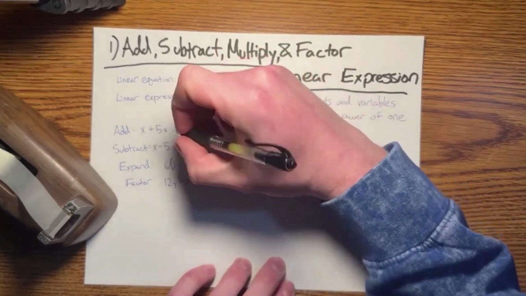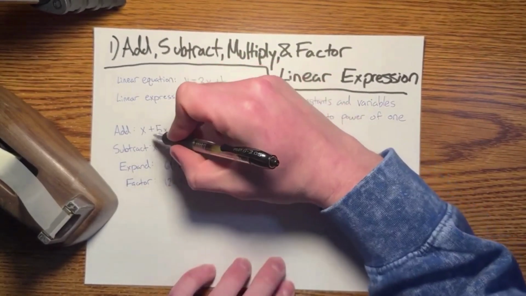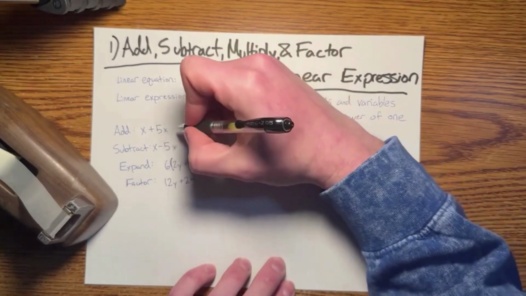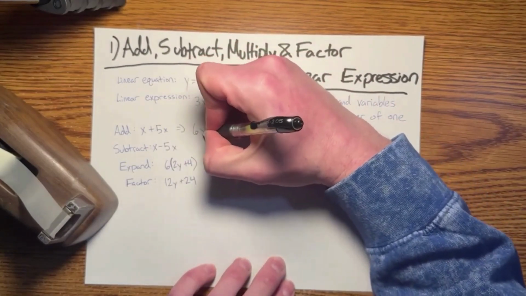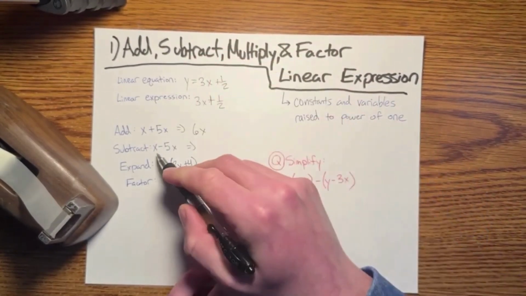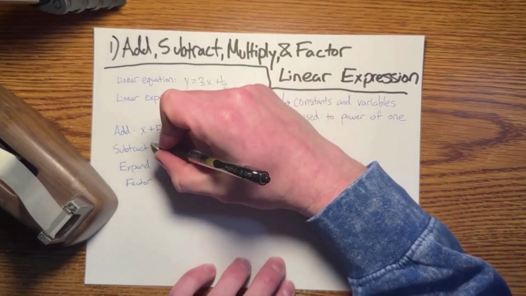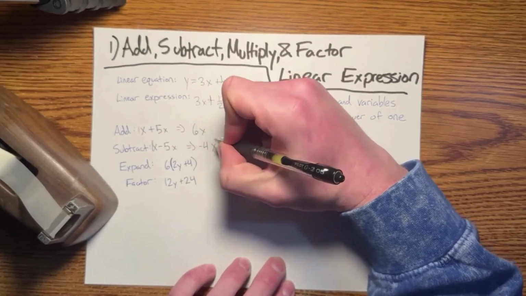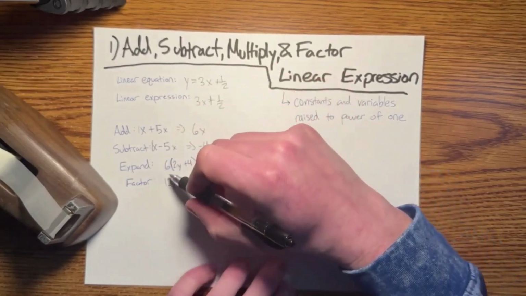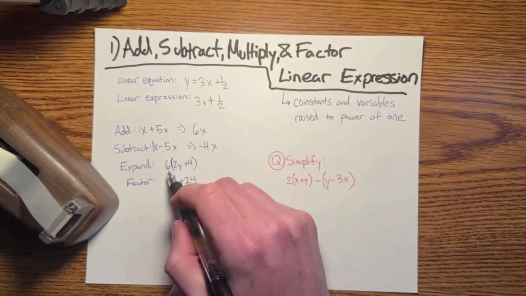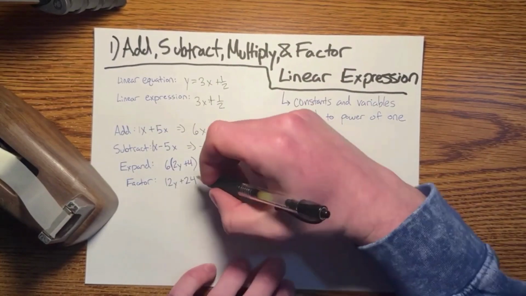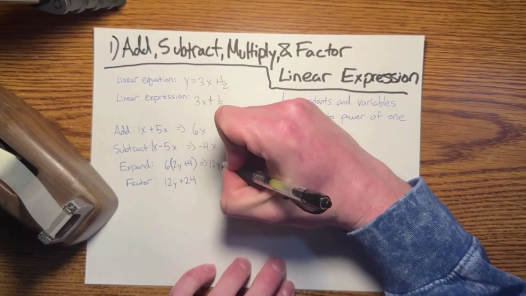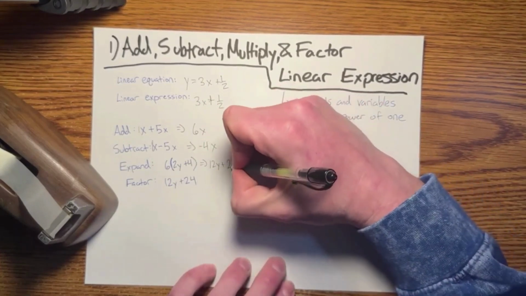So quickly through each one of these, when adding them, when they have the same variable but different coefficients out front, we can add those together. So that would be 6x. When subtracting, same thing. That will end up being like 1 minus 5, so negative 4x. And then when we expand and we have a multiplication on the outside of a parentheses, we will carry that through. So 6 times 2 is 12y plus 6 times 4 is 24.